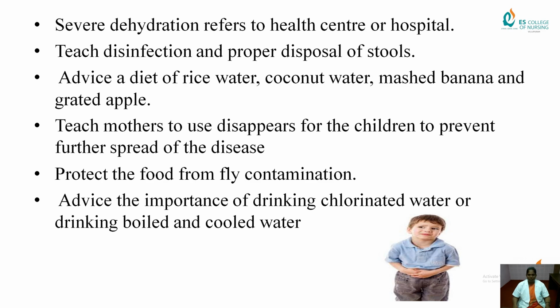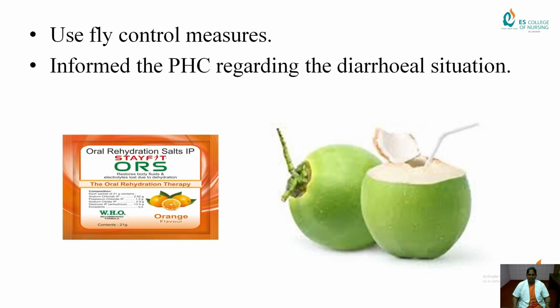Protect the food from fly contamination. Food should always be covered with a lid or any cover, so it will protect the food. Advise the importance of drinking chlorinated water or boiled and cooled water. Use fly control measures and inform the PHC, that is the primary health center, regarding the diarrhea situation. ORS is a very important thing for dehydration due to diarrhea.